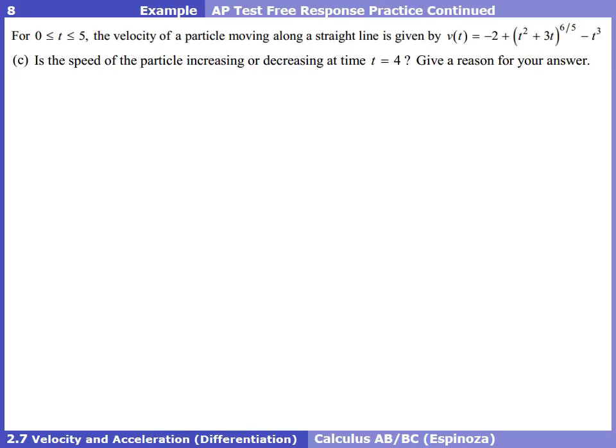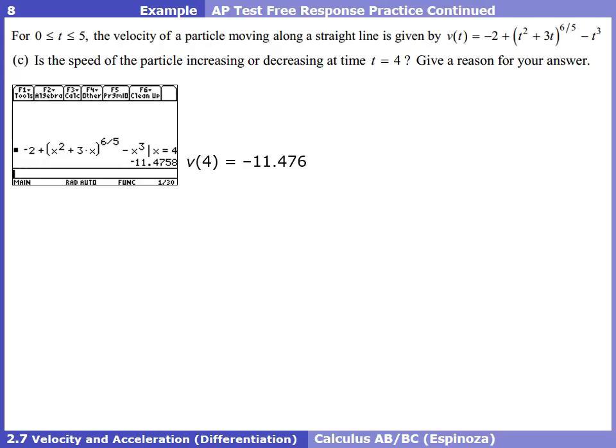And we need to give a reason for our answer. So to determine if speed is increasing or decreasing, we need 2 crucial pieces of information. We need the velocity and we need the acceleration at that time. So let's get the part out of the way that we can get done pretty quick.